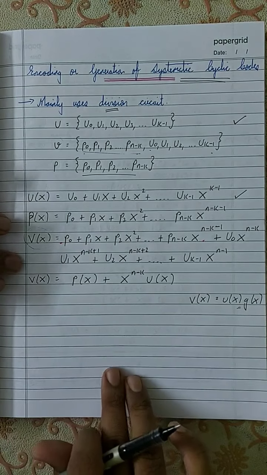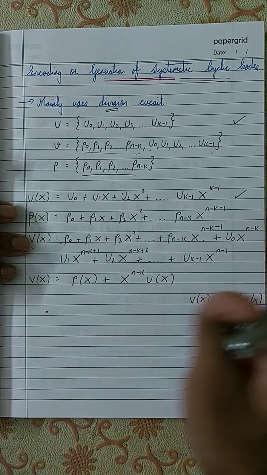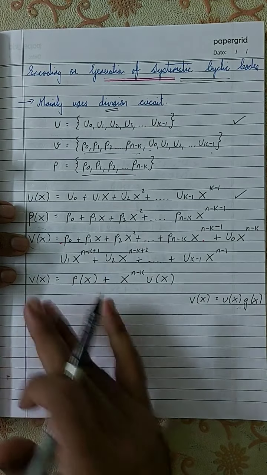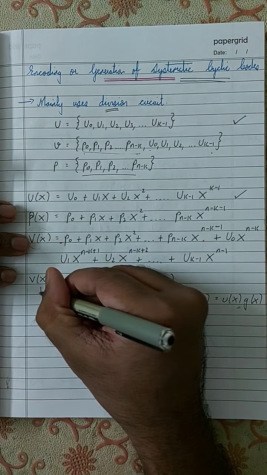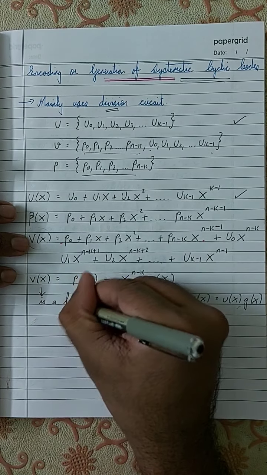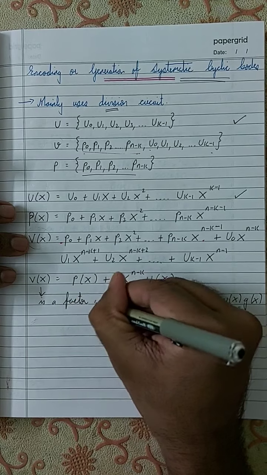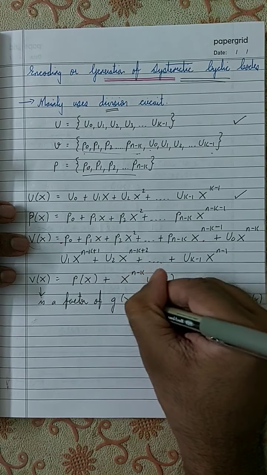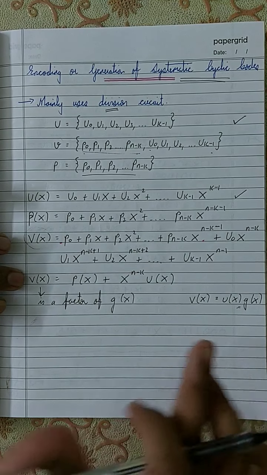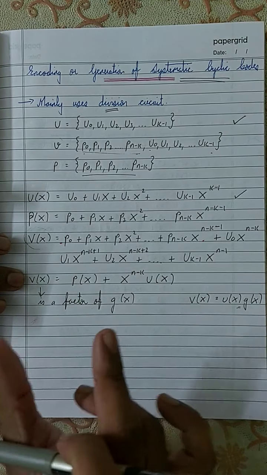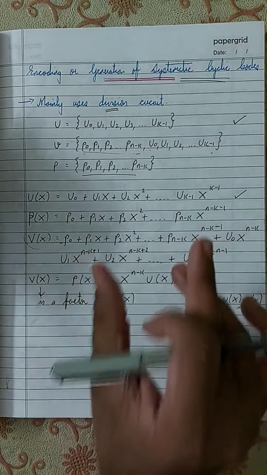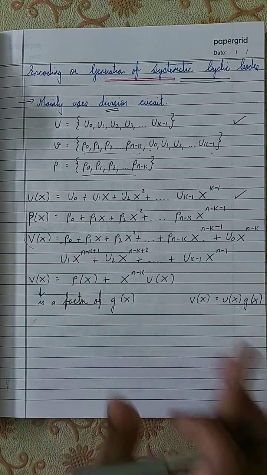You want a systematic code. But whether it is a systematic or a non-systematic cyclic code, this v of x always has a common property: it is a factor of g of x. Yes, we learned that in the previous class. The output code word of a cyclic code is always a multiple, or factor, of g of x.